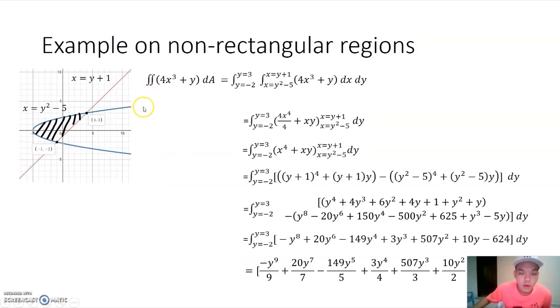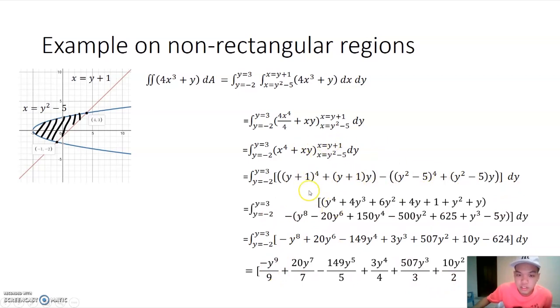After we find the limits, we rearrange it in integration form like this. After this, we will integrate x first because it's dx dy. We integrate this for x, 3 plus y, and after integration, we substitute the values y plus 1 and y squared minus 5. So we will get the answer here.